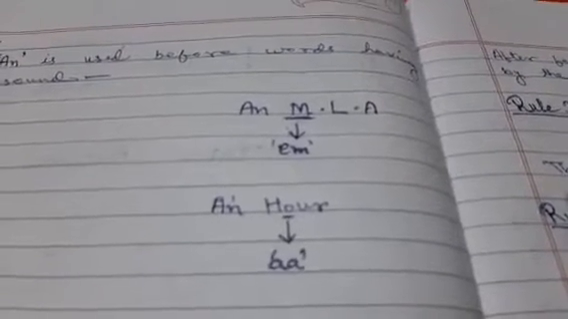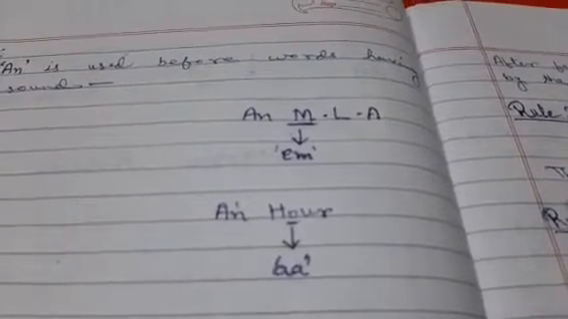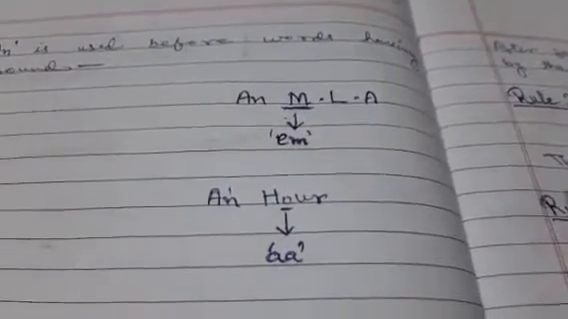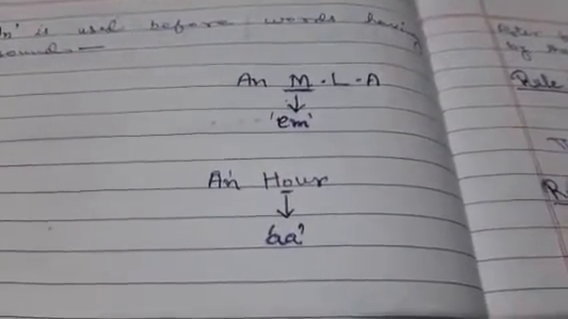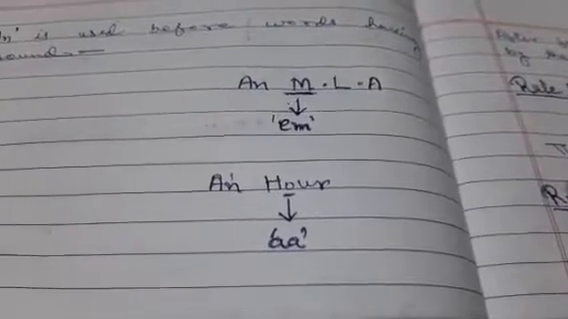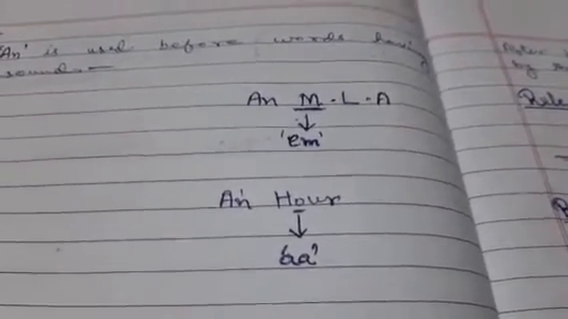Similarly, the next word, hour. We are writing HOUR, where H is silent, and the sound that begins is a vowel sound. Hence, we are using an hour. So here we end indefinite articles.